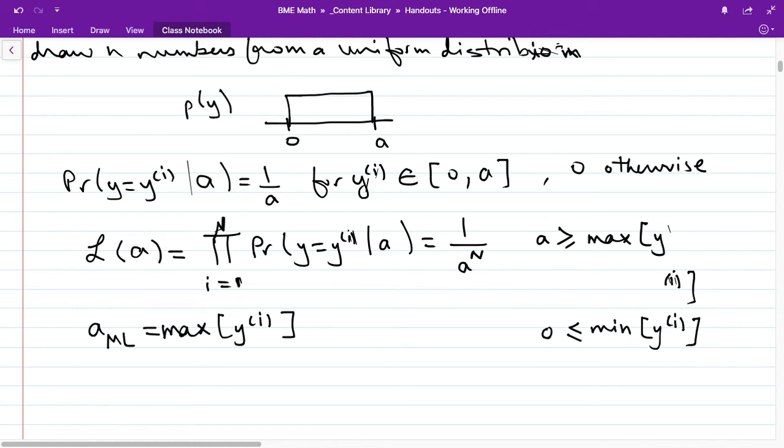So look what I did. I said I have some data points that come from a uniform distribution. That uniform distribution is described by a parameter a. I don't know what this parameter is. I want to know what's the maximum likelihood estimate of a.